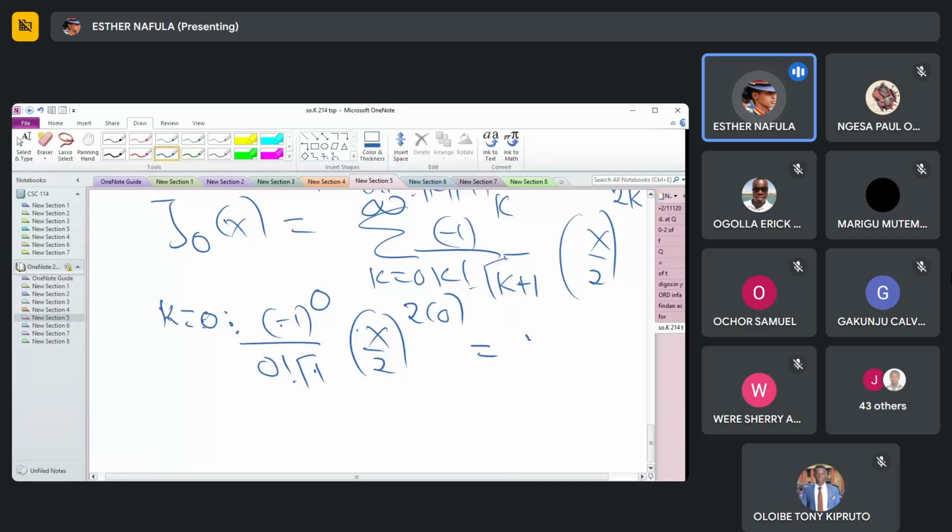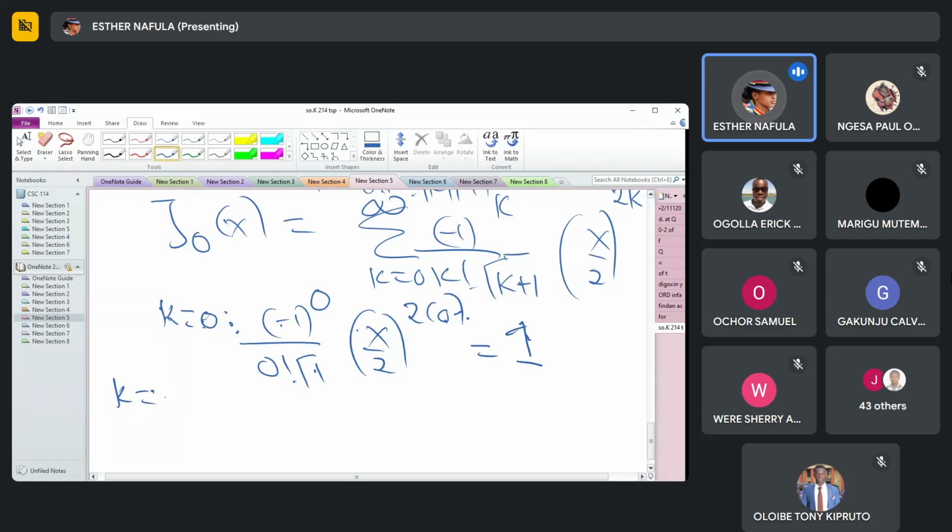Anything raised to 0 is 1, right? 0 factorial is 1. Be careful. Do not confuse 0 factorial for 0. 0 factorial is equal to 1. Gamma of 1 is 1. (x/2) raised to 0, anything raised to 0, you get 1. So the first term will be given by 1.